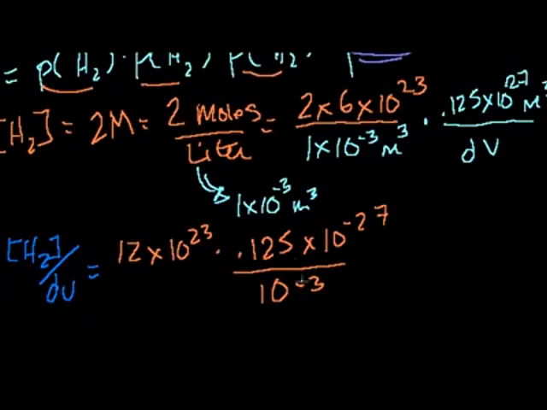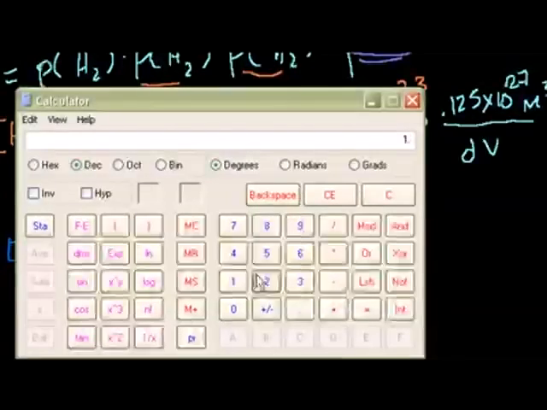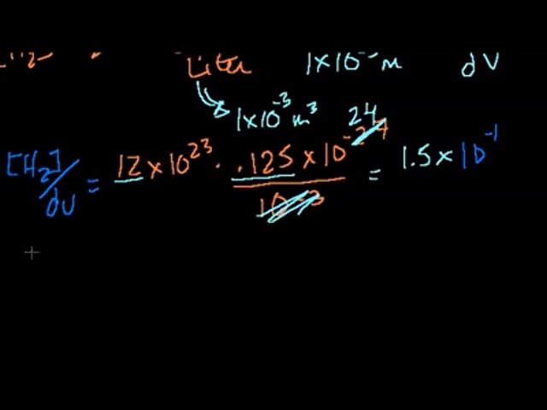So let's cancel out some exponents. If we get rid of the minus 3 here, you divide by minus 3, then this becomes minus 24. And what's 12 times 0.125? 12 times 0.125 is equal to 1.5. And then 10 to the 23rd times 10 to the minus 24th is equal to 10 to the minus 1. So it's just divided by 10. So your concentration of hydrogen in a little cube that's half a nanometer in each direction is equal to 0.15 molecules on average.